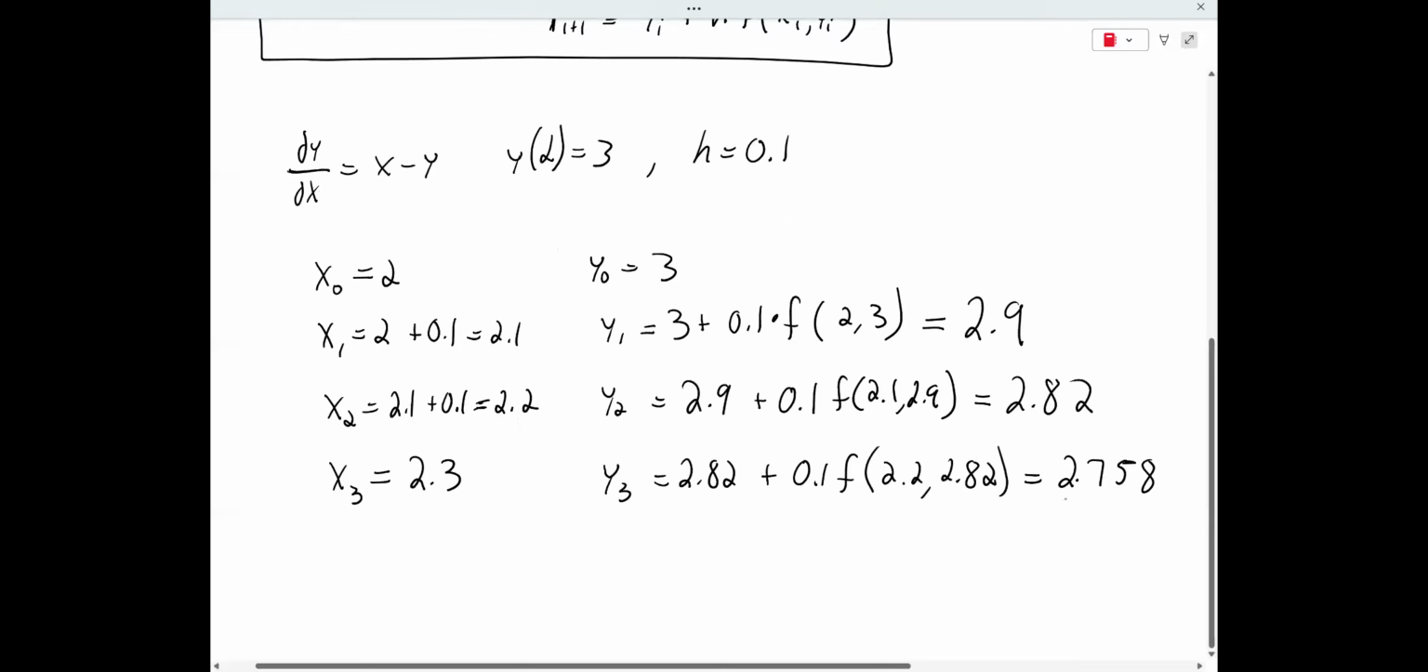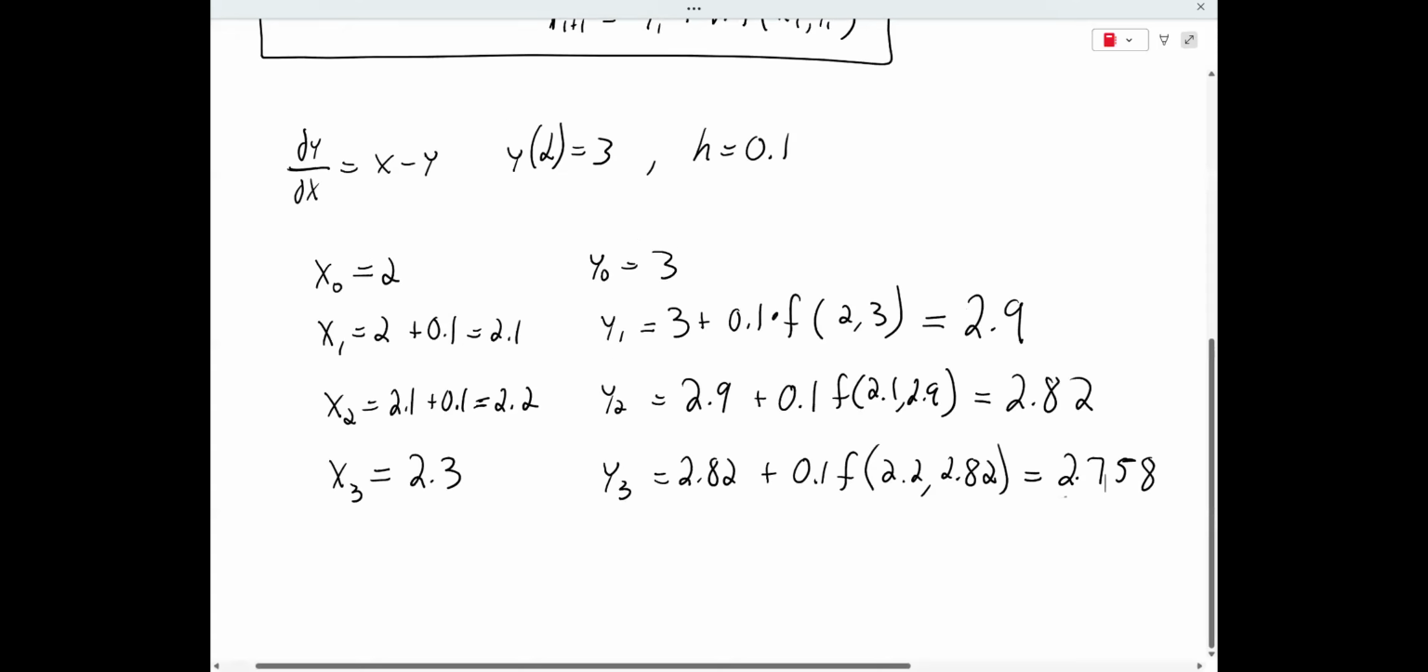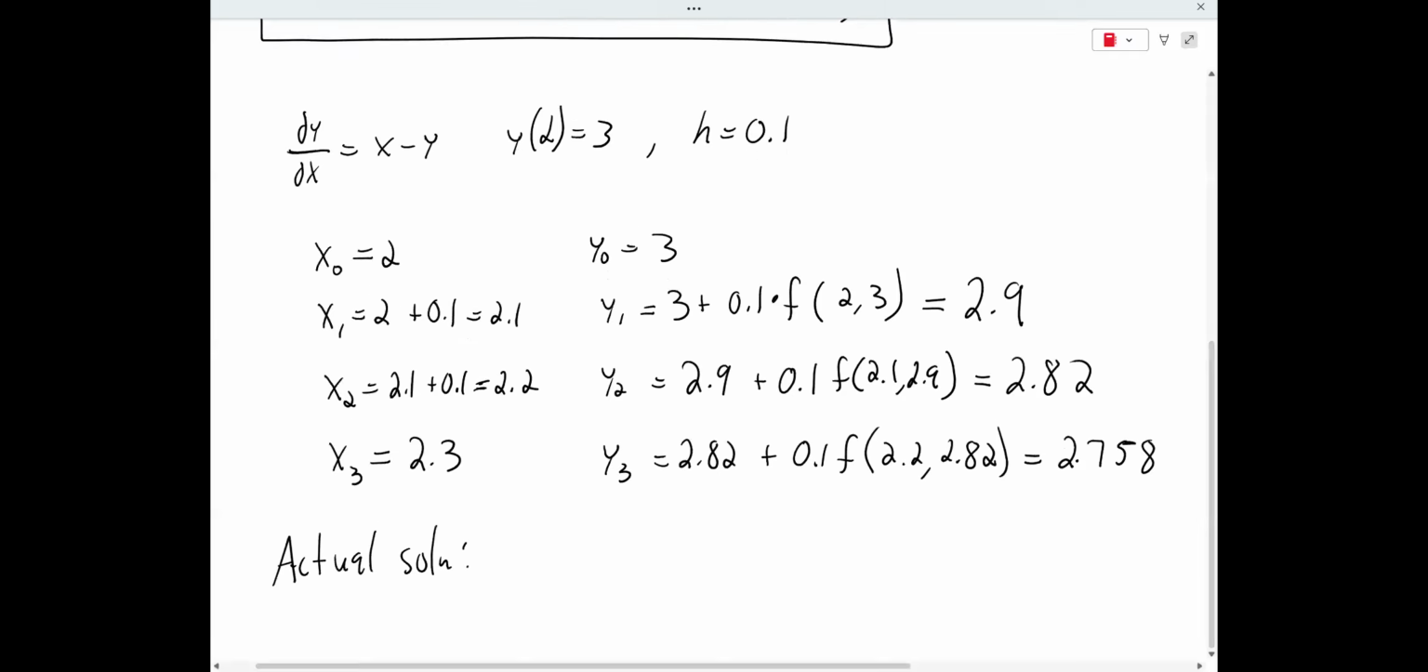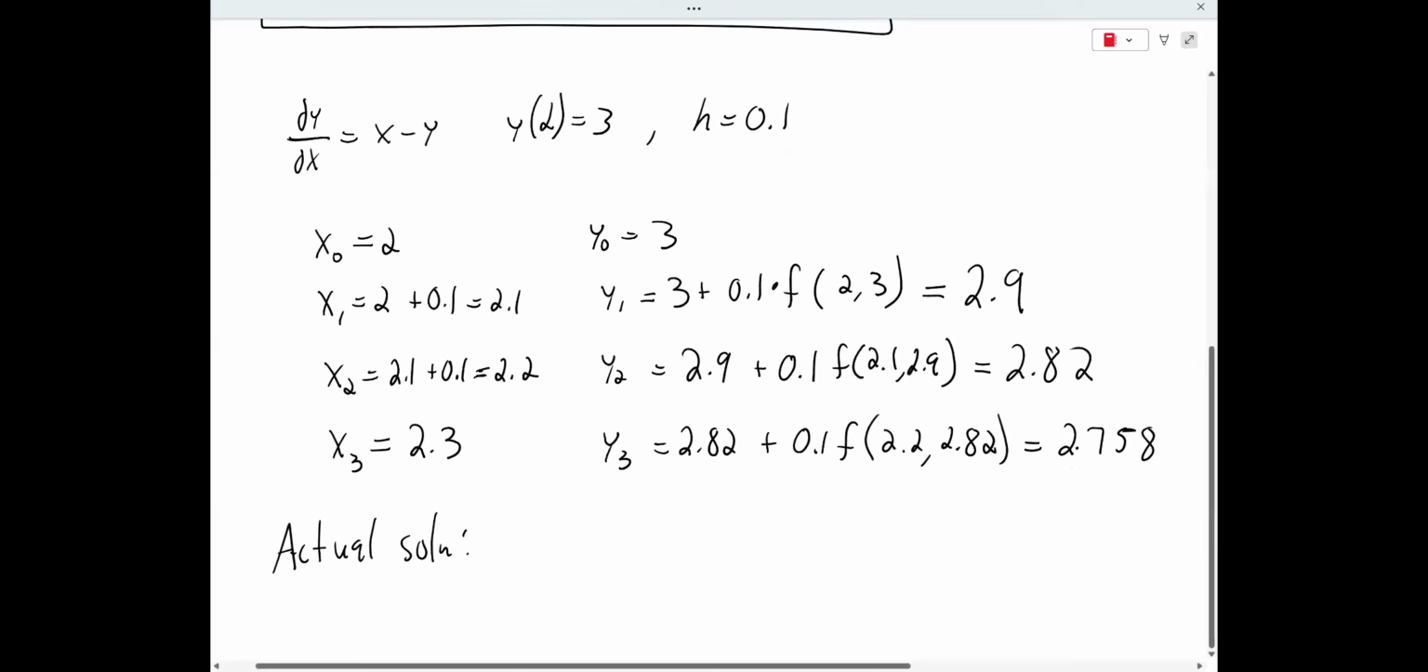So that's Euler's method. That's pretty much all there is to it. Now, one thing I want to do is actually graph it out. One thing to mention too, you can actually find the actual solution here. This is actually a linear equation, so you could solve this initial value problem.